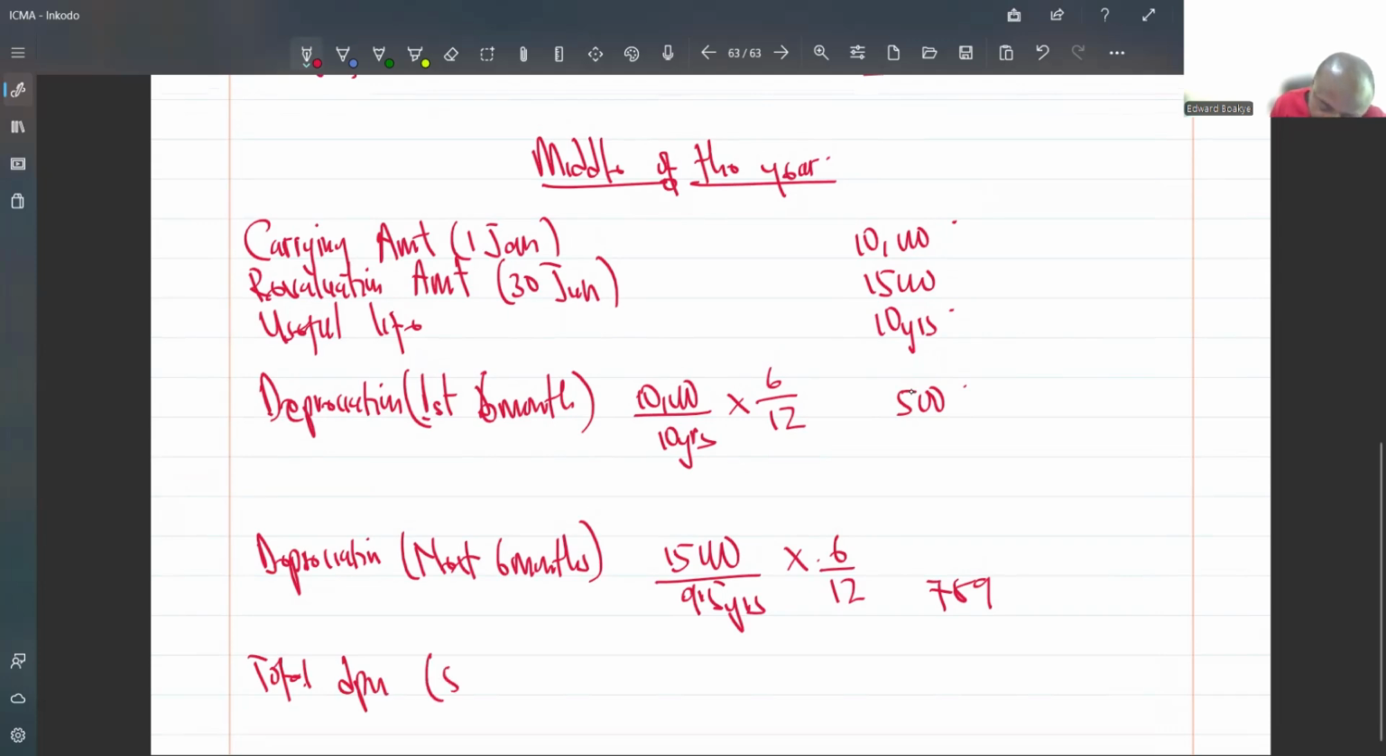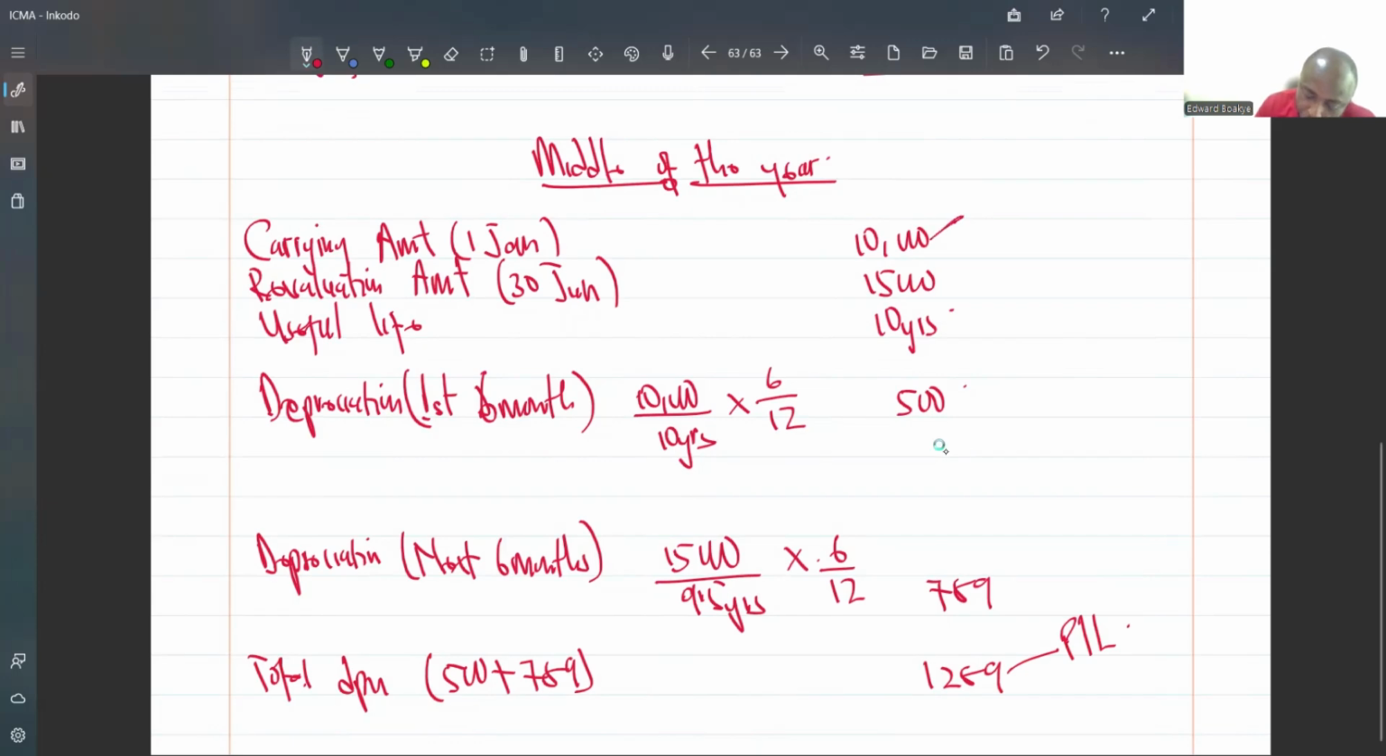So total depreciation will be the first 6 months, which is 500, plus the last 6 months, 789. That is 1,289. So what then becomes the carrying amount of the asset? You have to be careful. For the year, total depreciation is this, which will go to P or L.